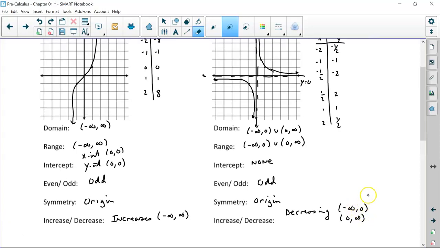Those are the beginning of our parent functions. We'll talk about transformations later in the chapter, and we'll talk about some other types of functions that we'll be graphing as well in the next part.